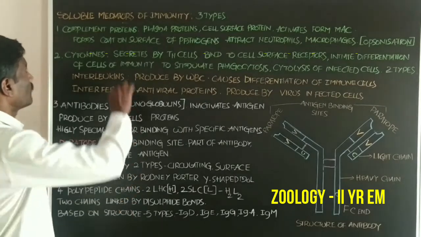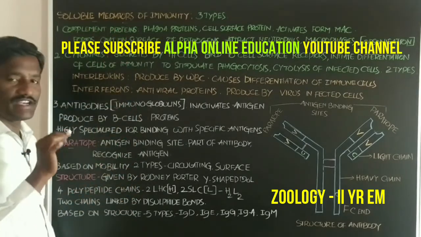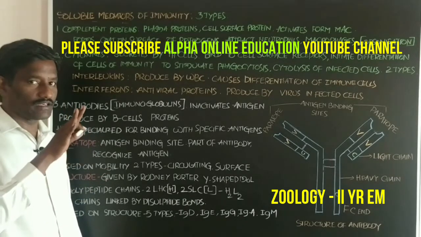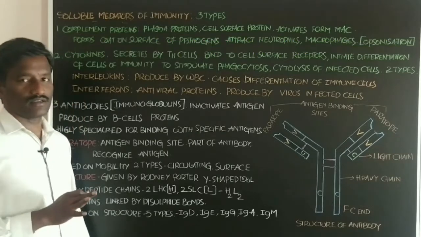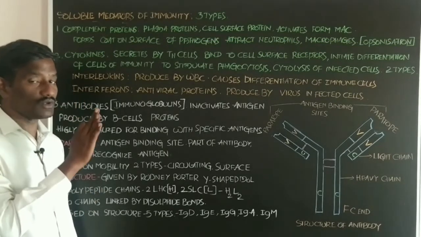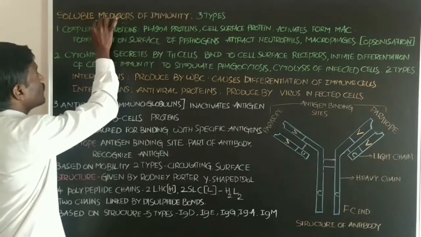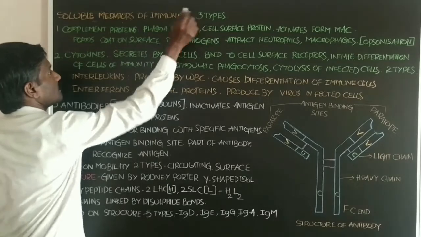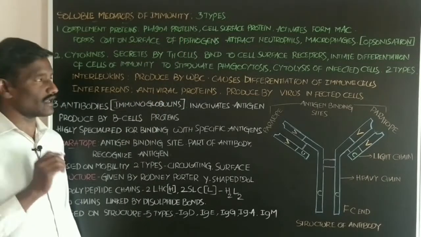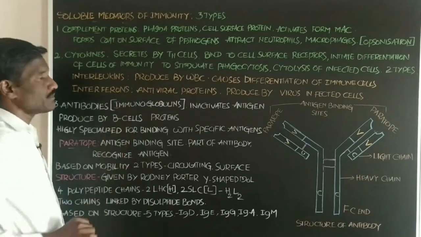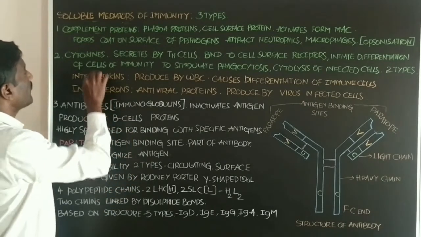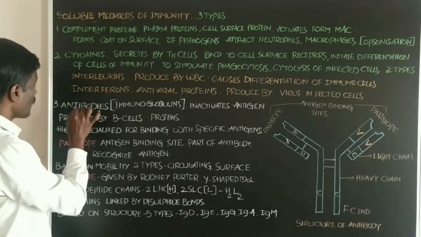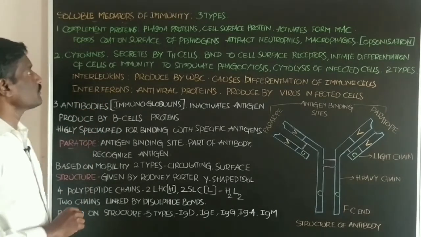Students, now we will discuss soluble mediators of immunity. These act as mediators in the body's immunity. Soluble mediators are of three types. One is the complement proteins, the second is cytokines, and the third is antibodies.